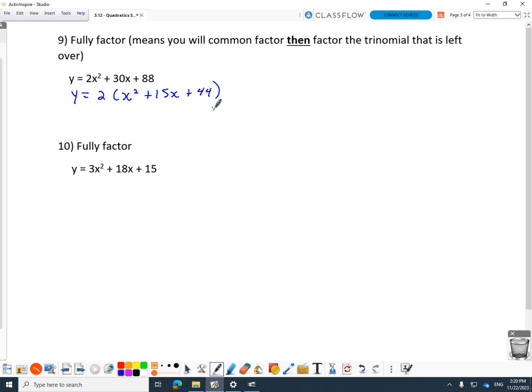Now, 44. If you're having trouble with these, flip your paper over. Get your multiplication table out. Go find 44. Where's 44? 11 and 4. Do 11 and 4 add to 15? Yeah. Sometimes it just works out, right? Sometimes. x plus 4, x plus 11.